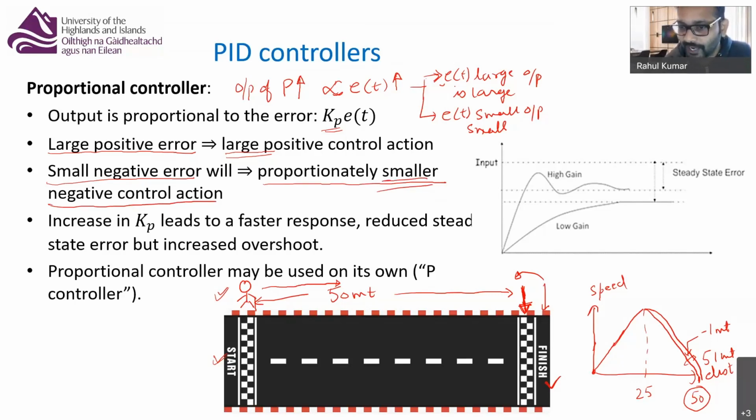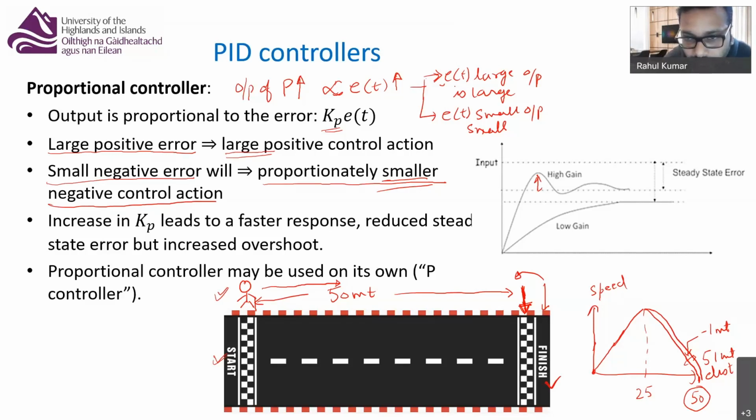Okay, so as long as you are finishing exactly at the desired position, it is okay. But if at all there is an overshoot, or in this condition, if you cross the finish line, the output generated to correct this error will be smaller. Okay, so this is the limitation of your proportional controller.